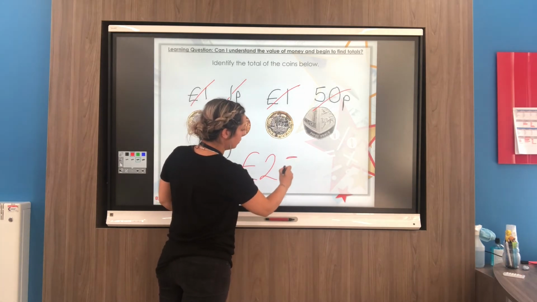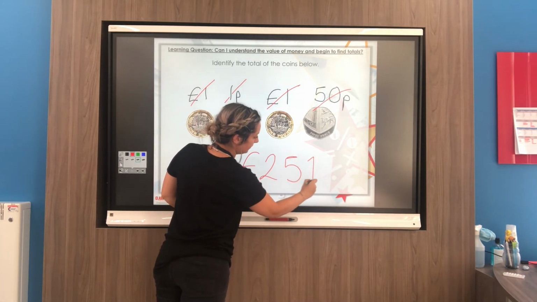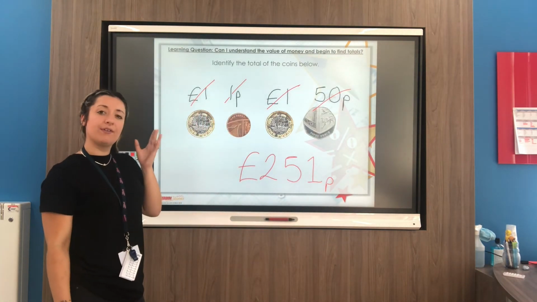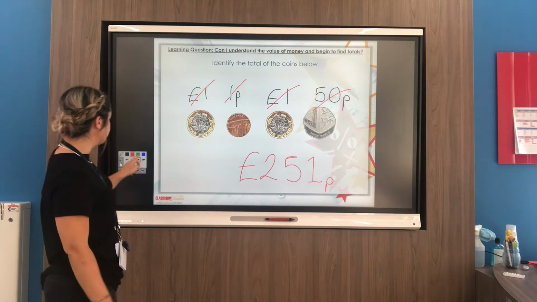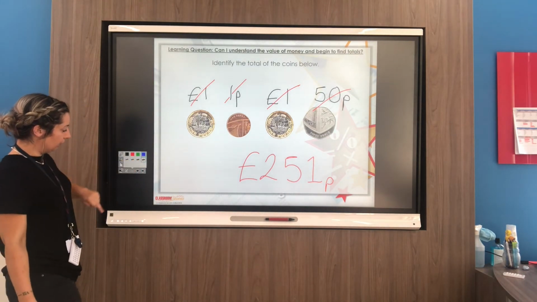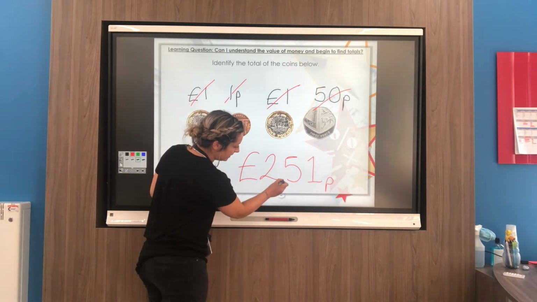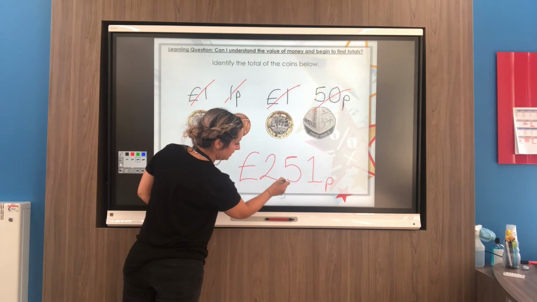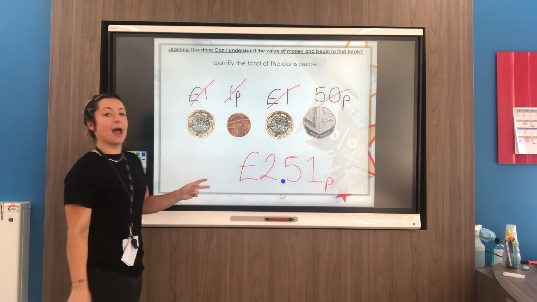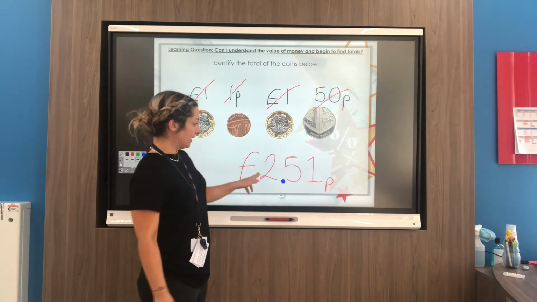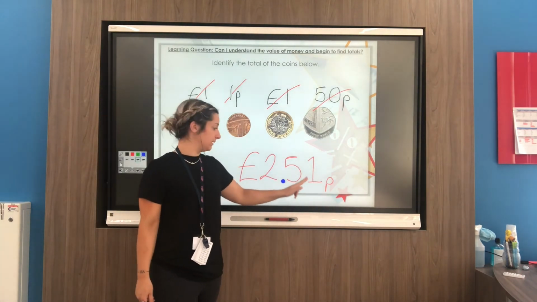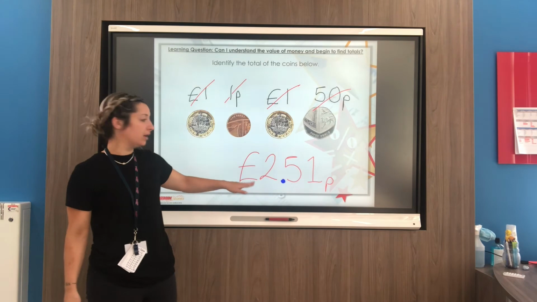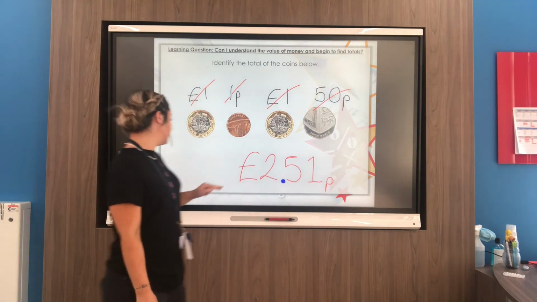So we should get, use our pound sign, we've got £2. And I'm not going to put it like this because I'm missing something which is separating my pounds from my pence. This is my decimal point which separates my pounds from pence. So it doesn't look like £251. I know that it's separated my pence there, so I've got £2 and 51 pence.